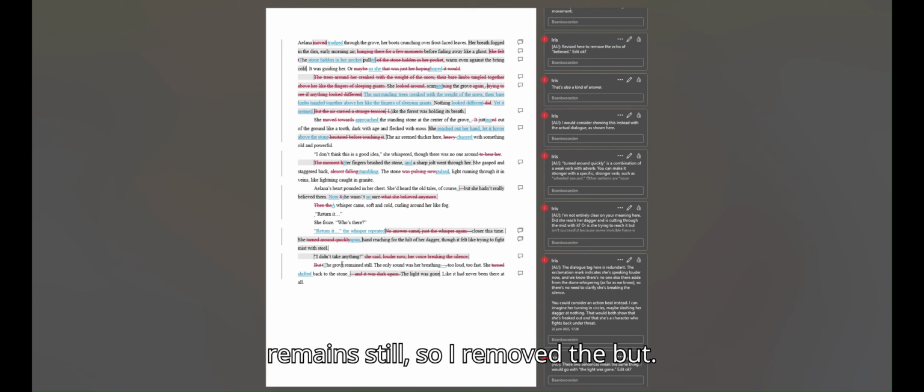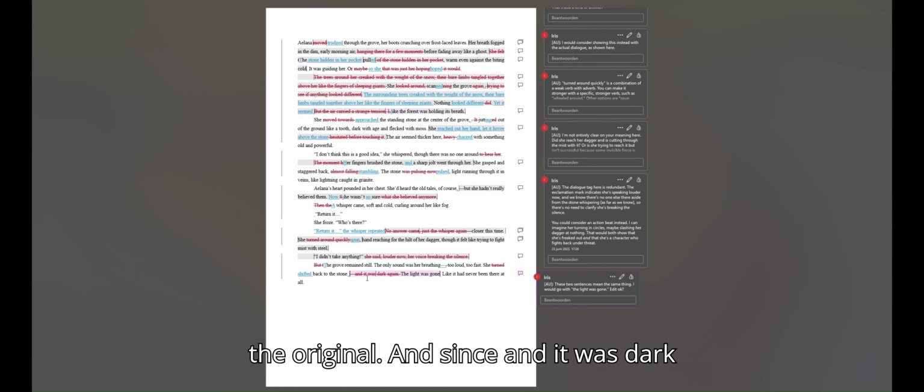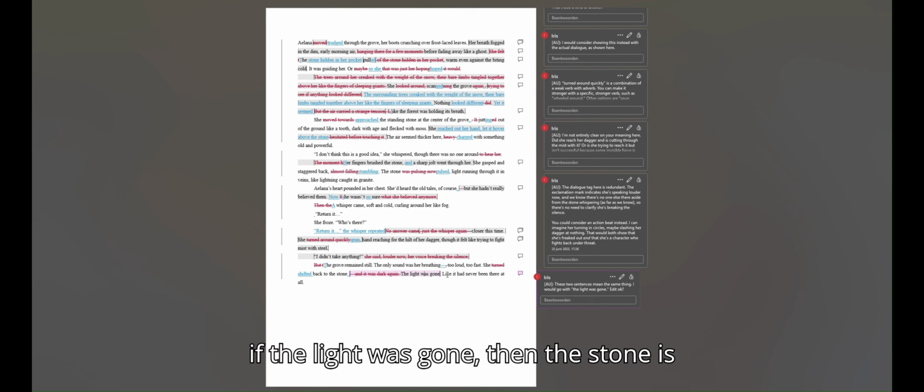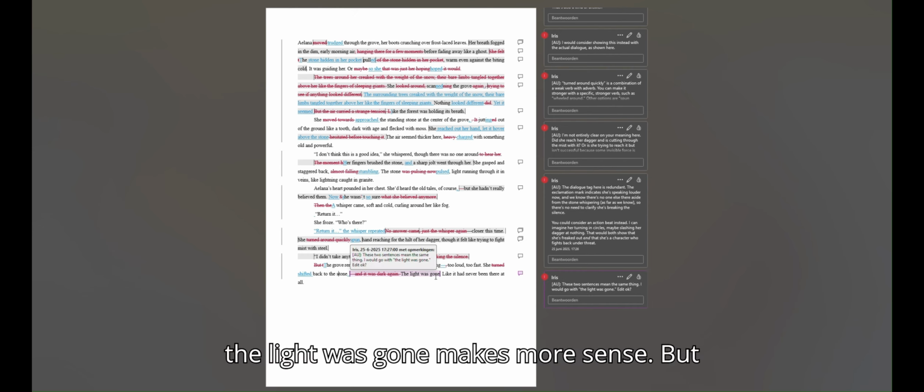Then, but the grove remains still, so I removed the but, because why? The grove remains still is perfectly fine. The only sound was her breathing, too loud, too fast. She shifted back to the stone, and here, and it was dark again. That was the original. And the light was gone. Those mean essentially the same thing, because if the light was gone, then the stone is also dark again. So I would opt for either one of those, and I think the light was gone makes more sense.